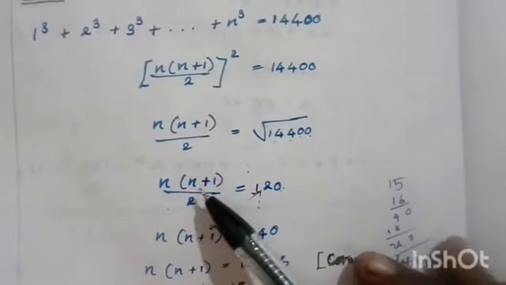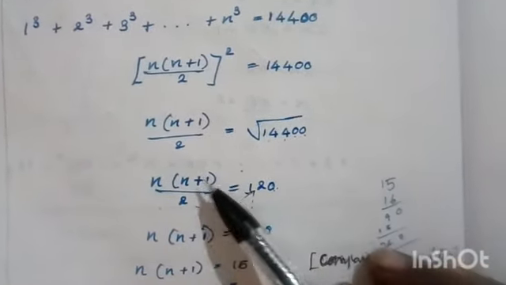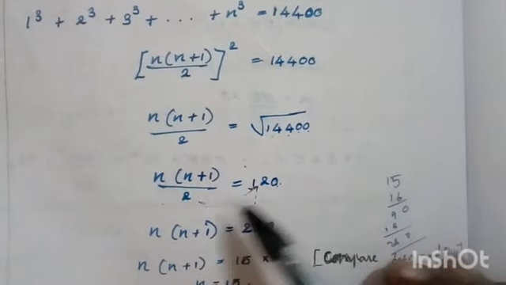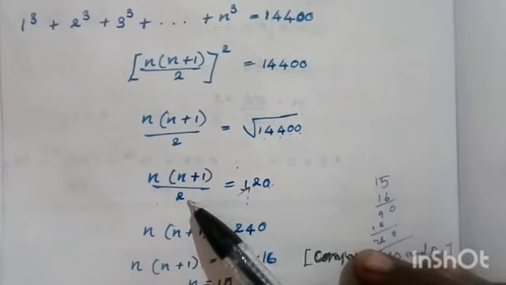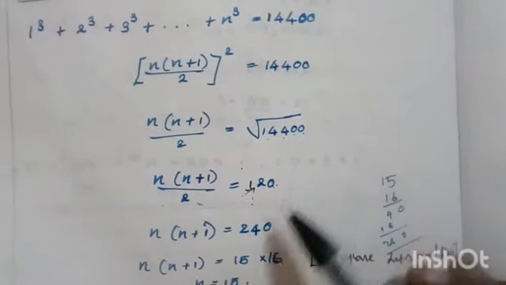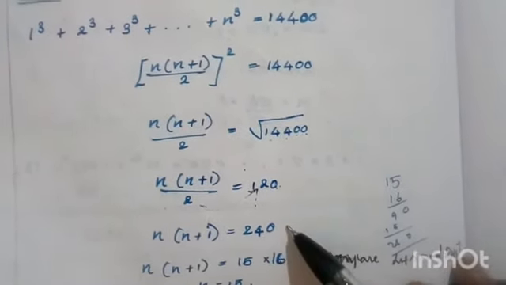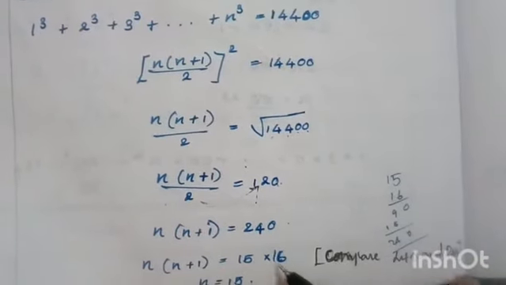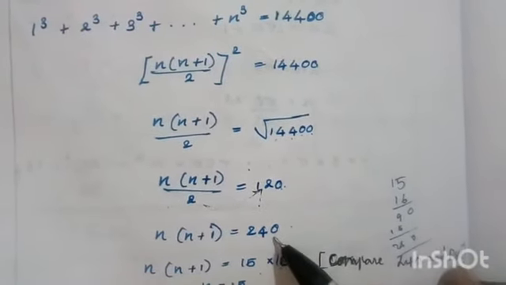Listen once again. Up to this you know well. For n into (n plus 1) by 2 equal to 120, this division by 2 moves to the right hand side and becomes a multiplication: 120 into 2, 240. This 240 you have to separate as 15 into 16. 15 into 16 is 240.